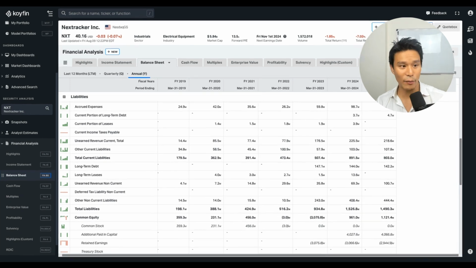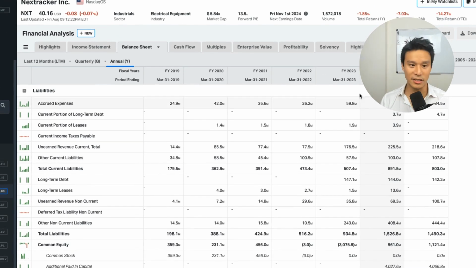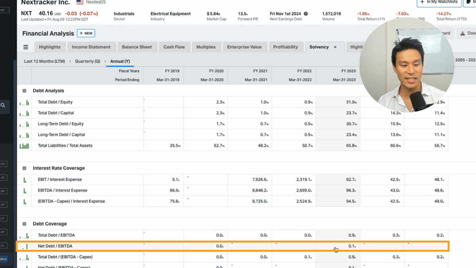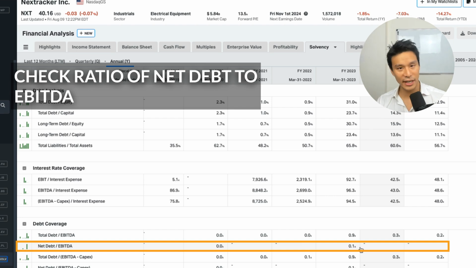When I'm looking at the debt, I want to look at it relative to EBITDA. So I'm going to go over here to solvency. What I want to look at is the net debt relative to the EBITDA. The reason is, one, I'm looking at net debt, so it's the debt minus the cash. It's just assuming that the cash is used to pay down the debt, so it's a more accurate number of the debt load. And I want to compare it to EBITDA. Remember, that's the cash profits of the business.